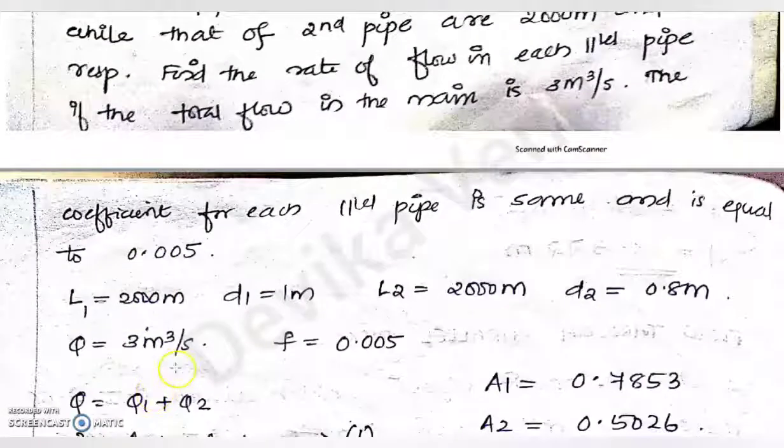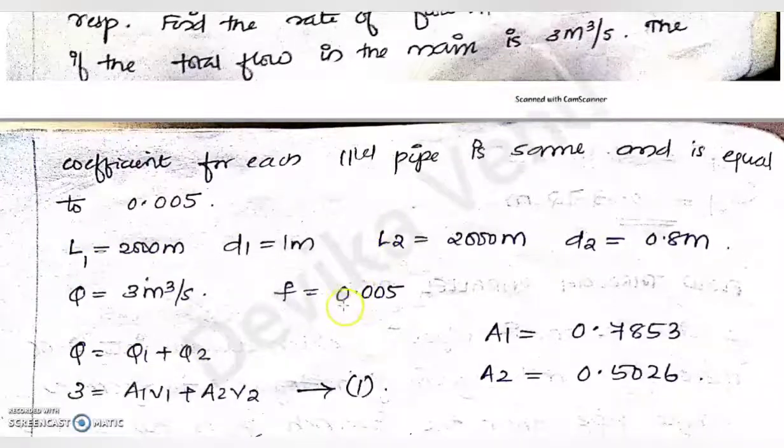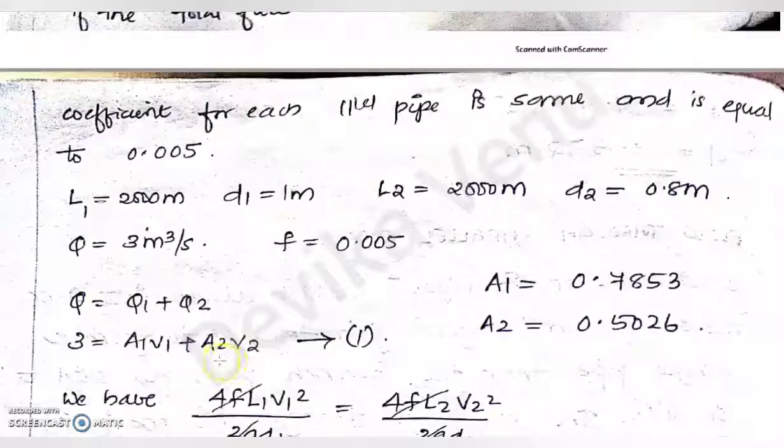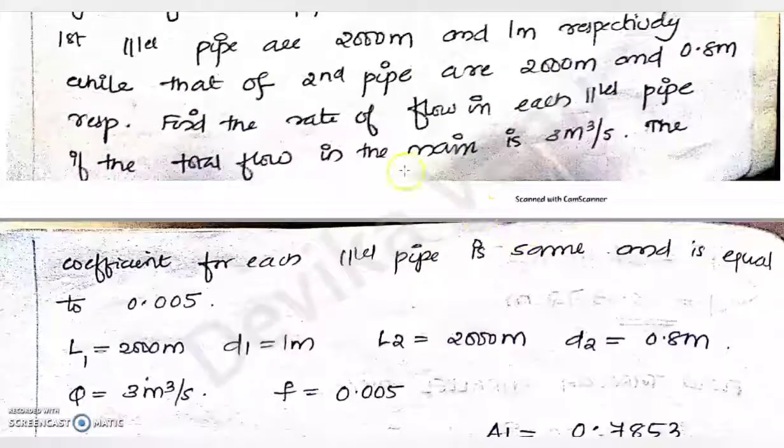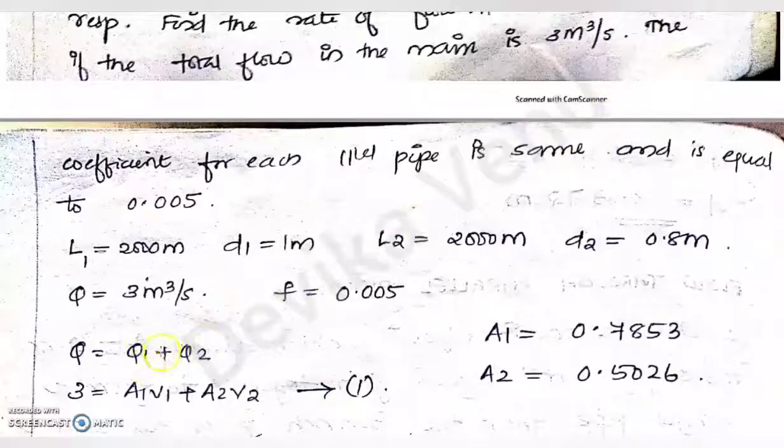First, you have to list down the given data, and then write down, if possible draw a figure, and the equations involved in that particular question. In this case it is a case of parallel pipe. So the first equation is Q is equal to Q1 plus Q2. Instead of Q1 and Q2, I can substitute A1 V1 plus A2 V2. But the problem is, we don't know V1 and V2. You are asked to find out the rate of flow in each parallel pipe, Q1 and Q2.